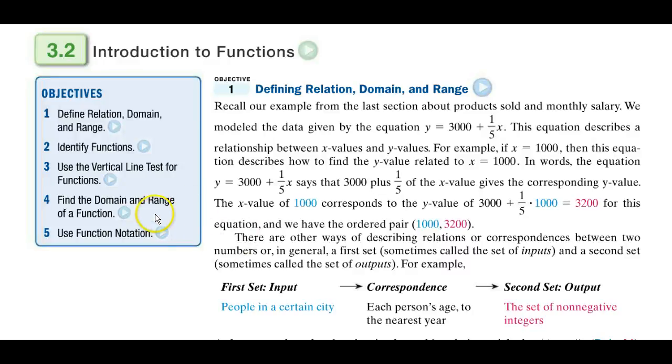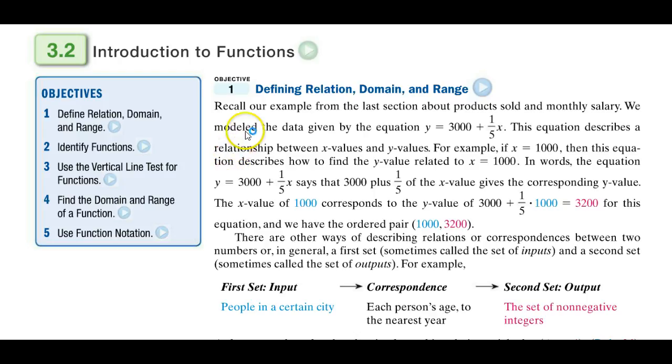We're now going to take a look at one of the major items in mathematics, and that is the concept of function. So here we're introducing, and we'll go over the words relation, domain, and range, identify what a function is, use the vertical line test for function, find the domain and range of a function, and then use function notation.